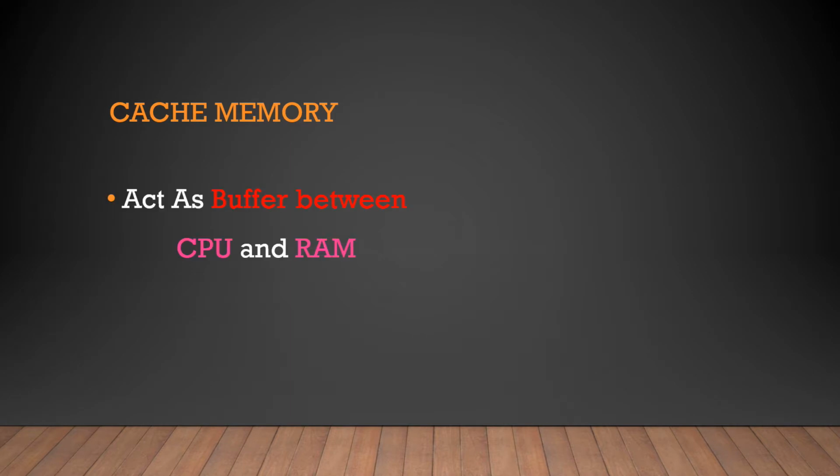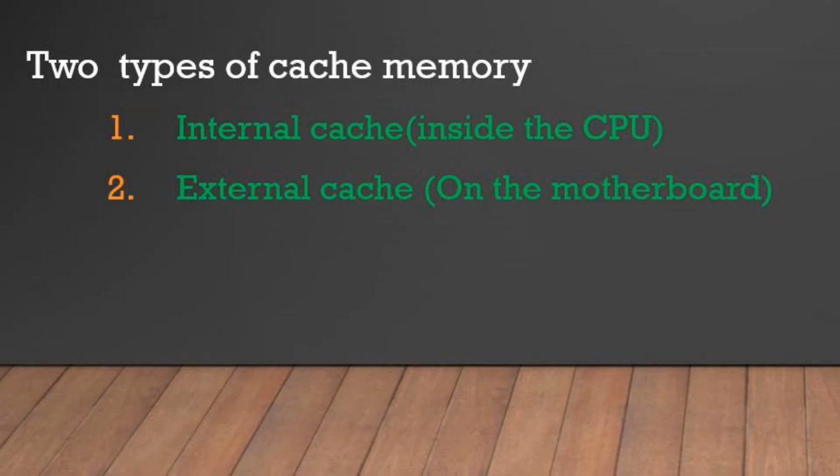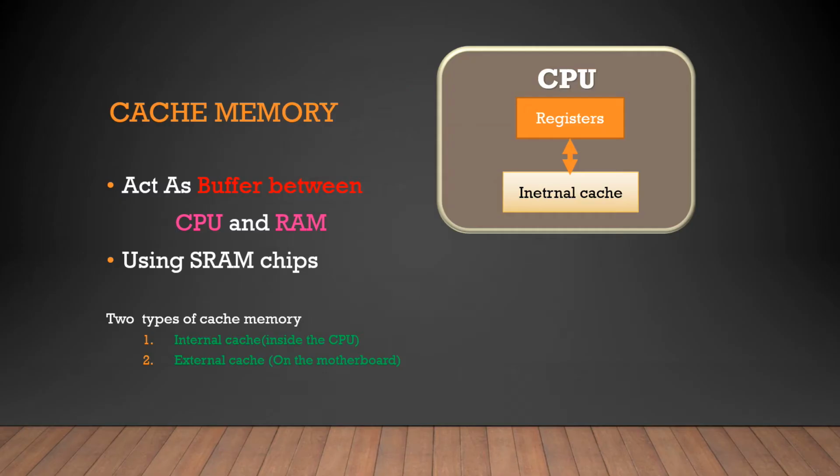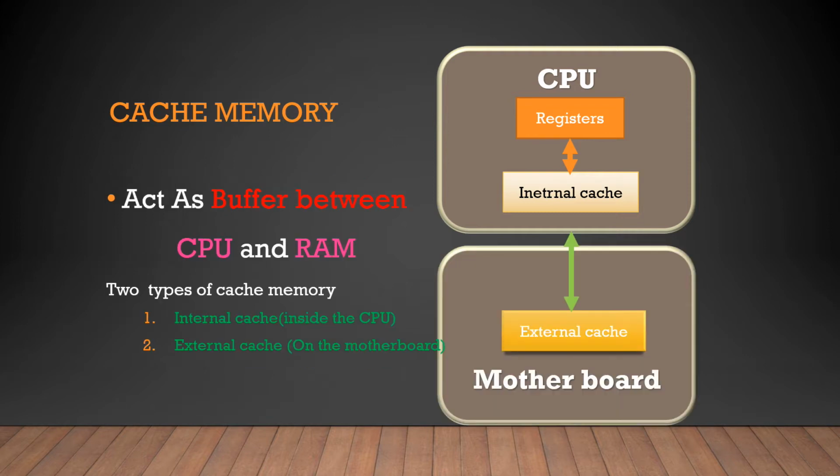Now, we are going to study cache memory. Cache memory acts as a buffer between CPU and RAM. There are two types of cache memory: internal cache and external cache. Internal cache is inside the CPU and external cache is located on the motherboard.